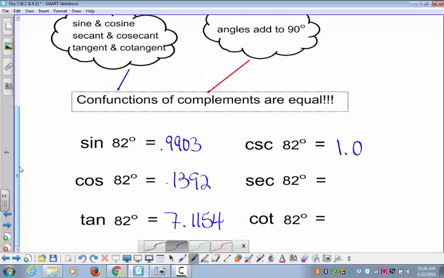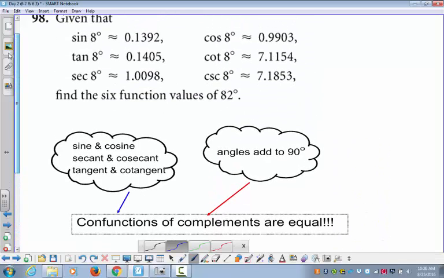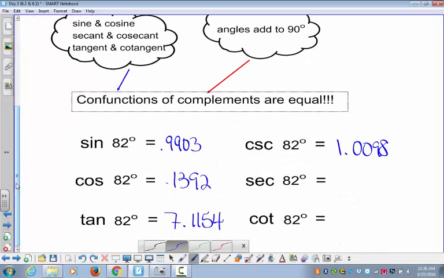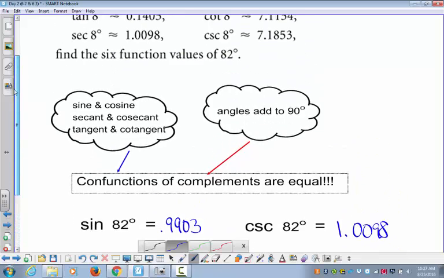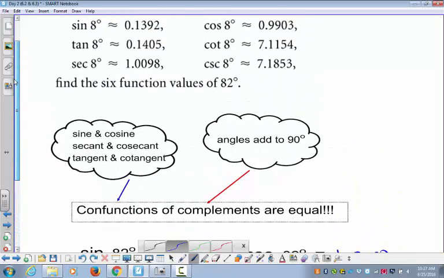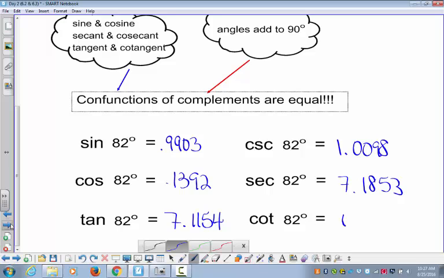1.0098. And secant of 82, cofunction is cosecant. So we go to cosecant of 8, 7.1853. And then tangent of 8, 0.41405. All right. So important concept, cofunctions and complements are equal.